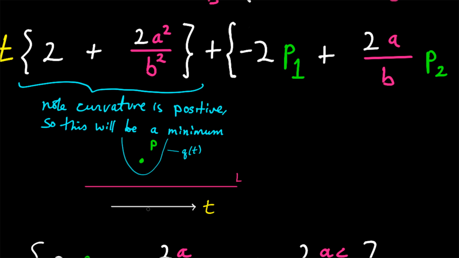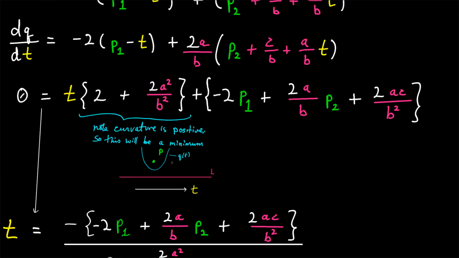Please don't read too much into this graph. There's P, q of t, L, and this axis denotes t. So we're traveling along L, and so I rotate it. Maybe this is a graph in the special case where L is a horizontal line. Don't read too much into this graph. I'm just trying to illustrate the point, which is that this is definitely going to be a minimum.